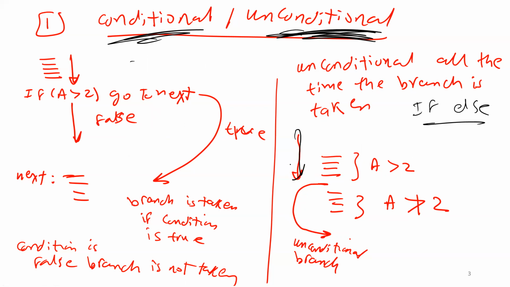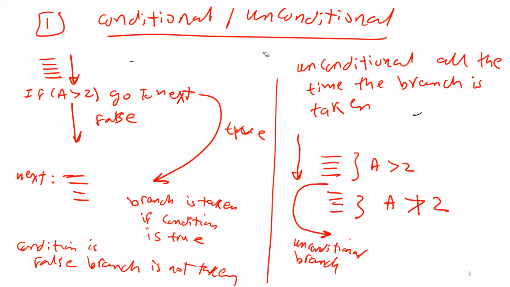So once this part is true, I'm going to execute this part, and here I'm going to write an unconditional branch this way. Anyway, don't worry, we're going to do it right now.